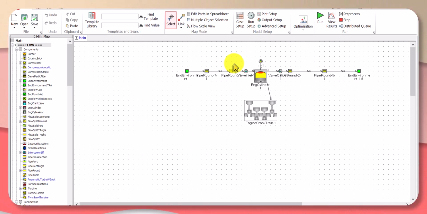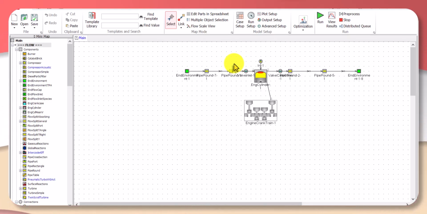Hello everyone! Today I'm going to talk about GT Power, a dynamic simulation software widely used in the field of engine and power plant design.